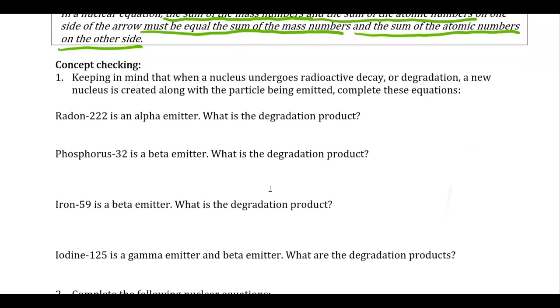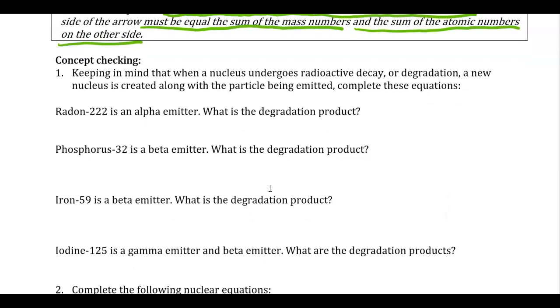Okay, let's do concept checking. Radon 222 is an alpha emitter. So alpha means this symbol or this symbol: atomic number 2 and mass number 4, because this particle has 2 protons and 2 neutrons. And we will start with the symbol Rn.